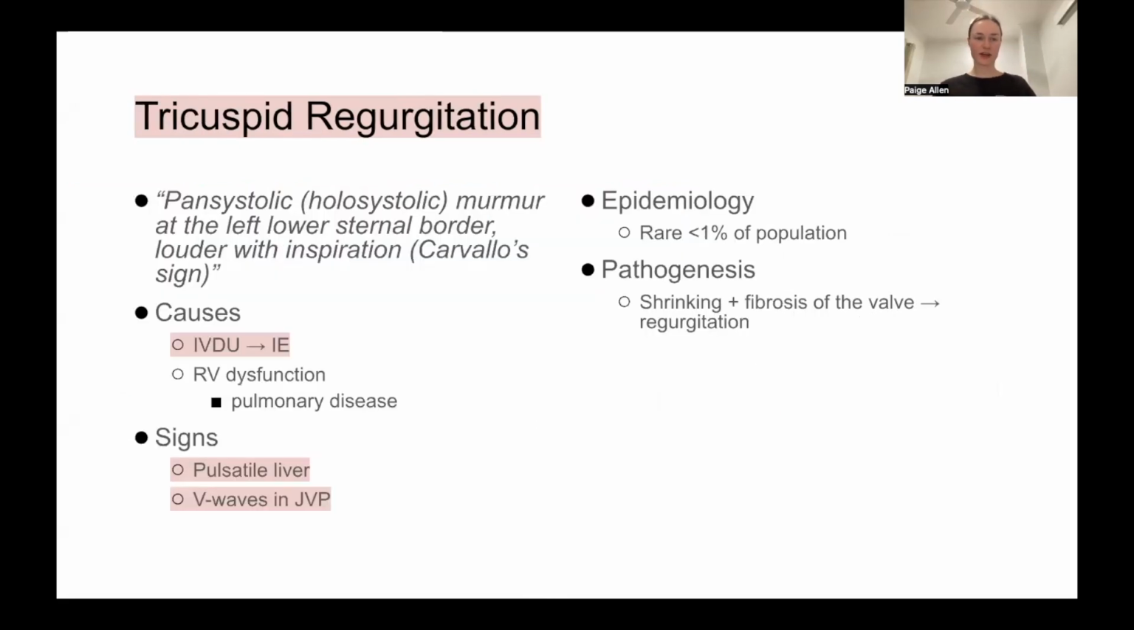Cool. Tricuspid regurg. This one is more useful to remember just because you can get it with IV drug users that have infective endocarditis. They're going to have damage to the tricuspid valve causing regurgitation. We'll go over that a little bit later. Because of this, you're going to get backflow, causing all of your right heart failure symptoms, like pulsatile liver and elevated JVP, specifically the V wave.